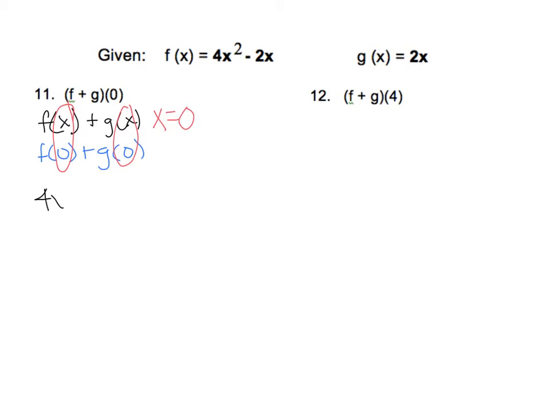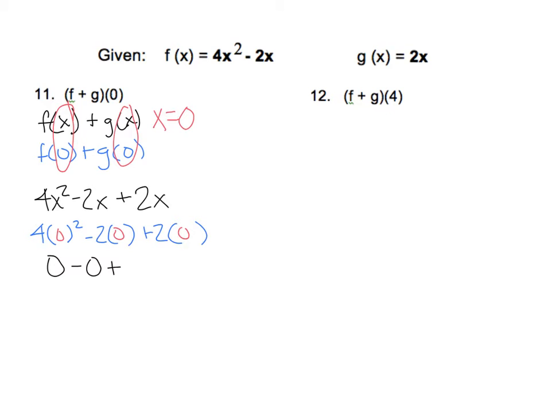We have f of x first, so that's 4x squared minus 2x, and we're adding it to the g of x, which is 2x. Then all we're going to do is substitute in the value of 0 for x. So you get 4 times 0 squared minus 2 times 0 plus 2 times 0. All right, well, 0 squared, 0 times 0 is 0. 4 times 0 is 0. Minus 2 times 0 is 0. Plus 2 times 0, which is 0. So notice the answer here is going to be 0.